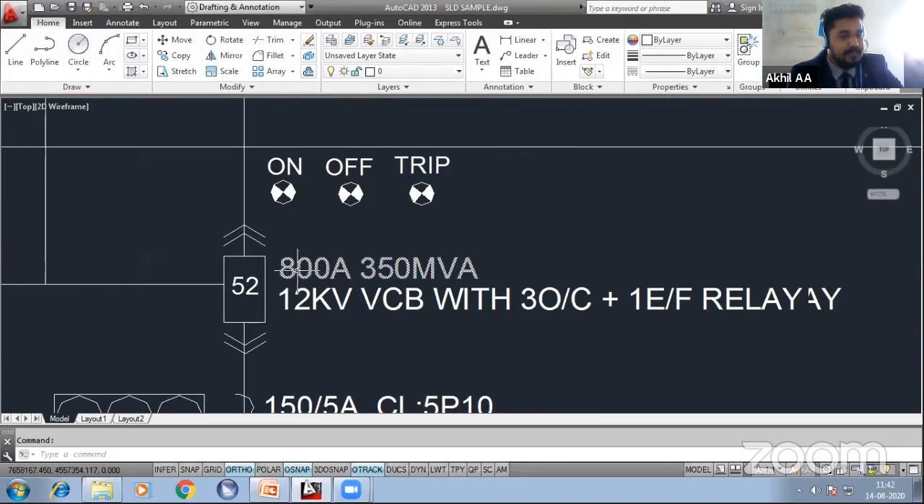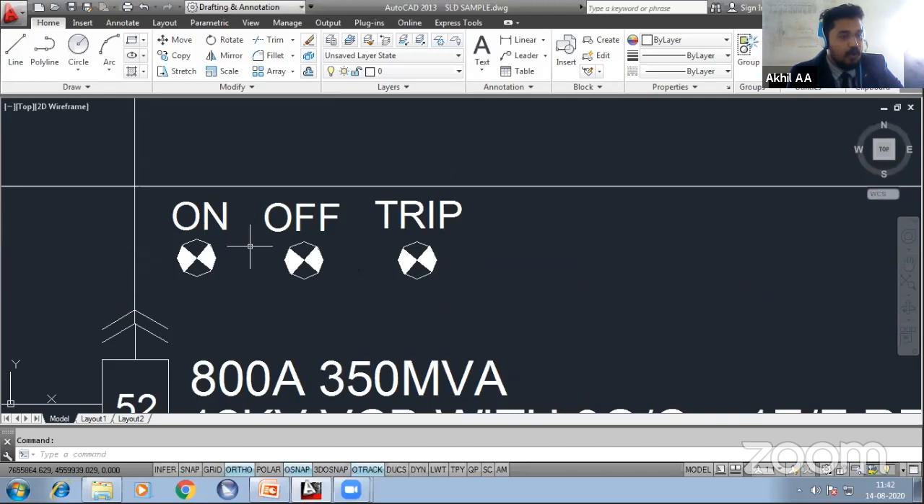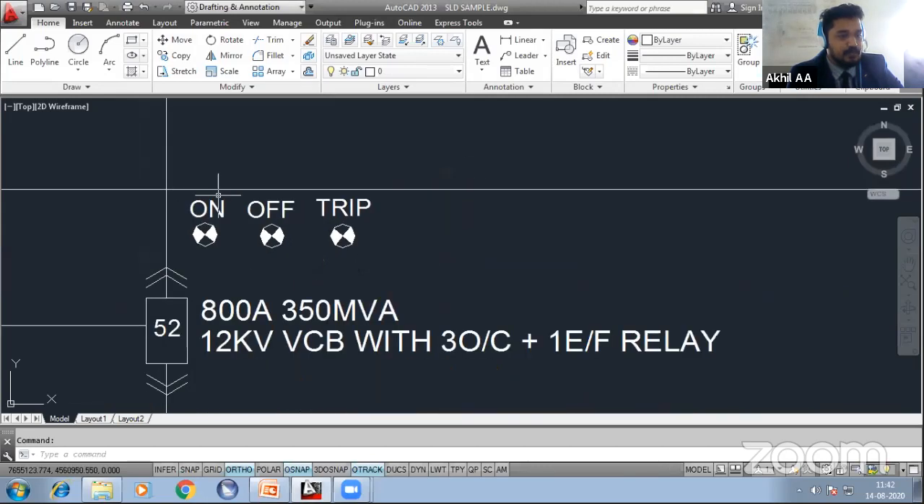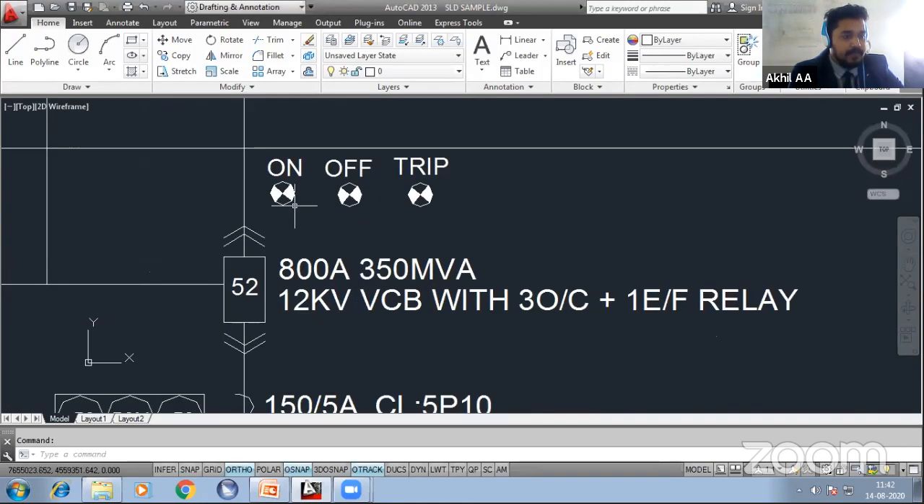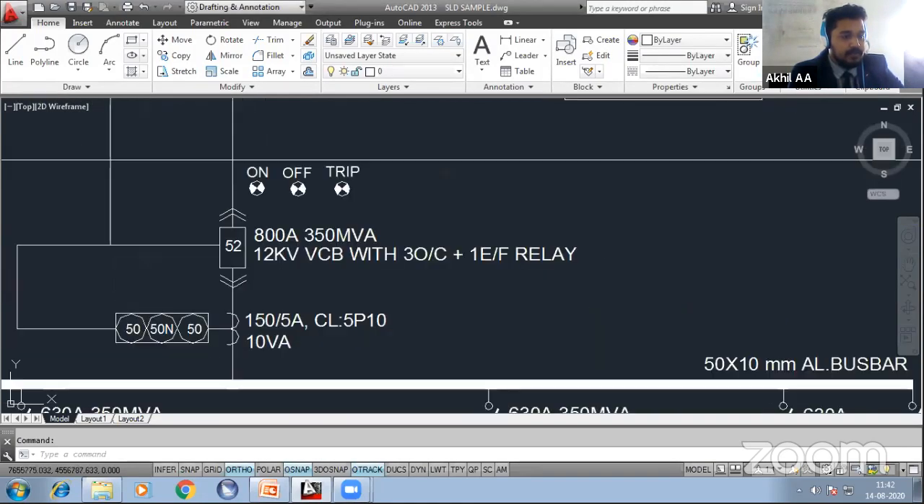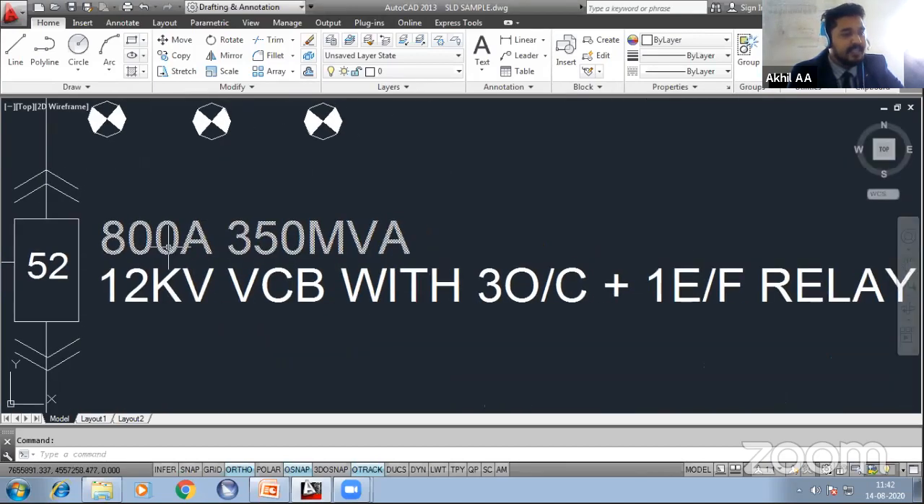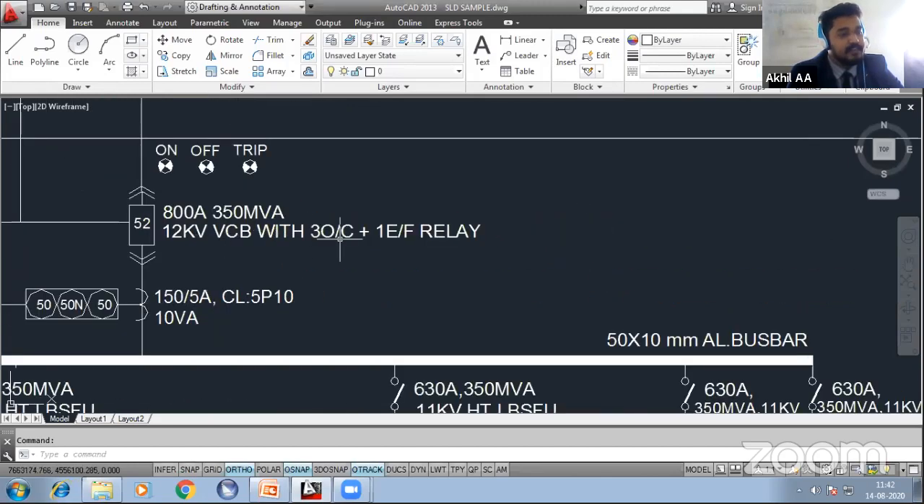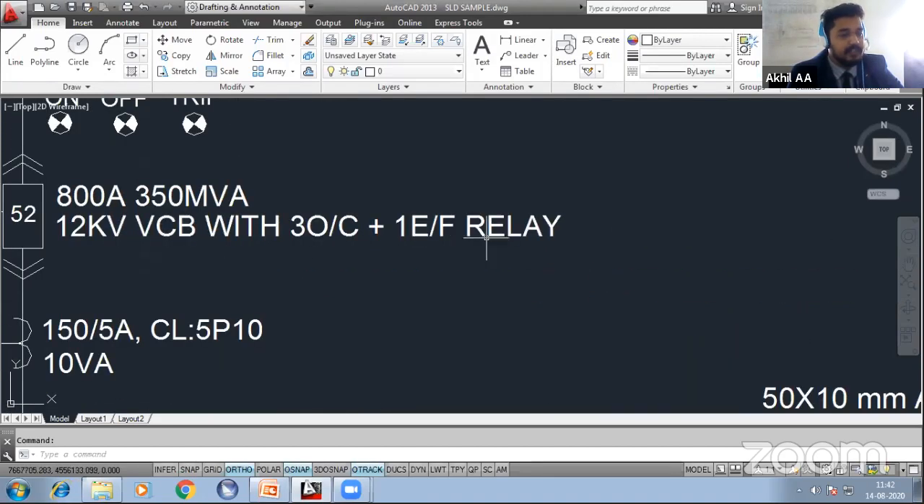You can see the description. You can see the indicators on, off, trip. So you have to mention every detail in the single line diagram. This is 52, that means a draw-out breaker. The rating is 800 MVA. The fault level is 350 MVA. 12 kV vacuum circuit breaker with 3 overcurrent and 1 earth fault relay. So this is standard protection we are using for an HT panel.